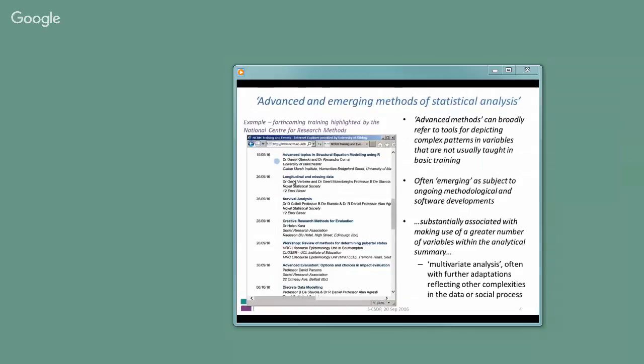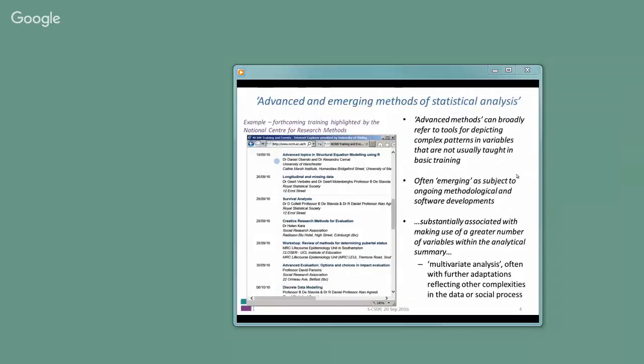A challenge in keeping up with advanced methods is not only that they are more complicated, and we can typically think of what I mean by advanced methods here as things that aren't usually taught in basic training. They're often emergent as well, in the sense that people are still working on their methodology. People are coming up with new software, new tools of analysis, new proposals of the optimal way to set up these forms of statistical analysis. And as I suggested before, a characteristic of advanced and emerging methods of analysis is that they're associated with attempts to take account of more variables in the process in one way or another.